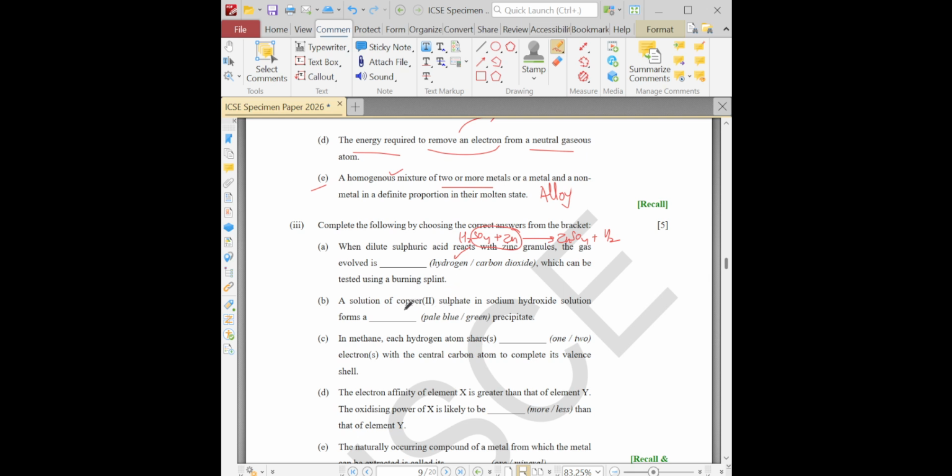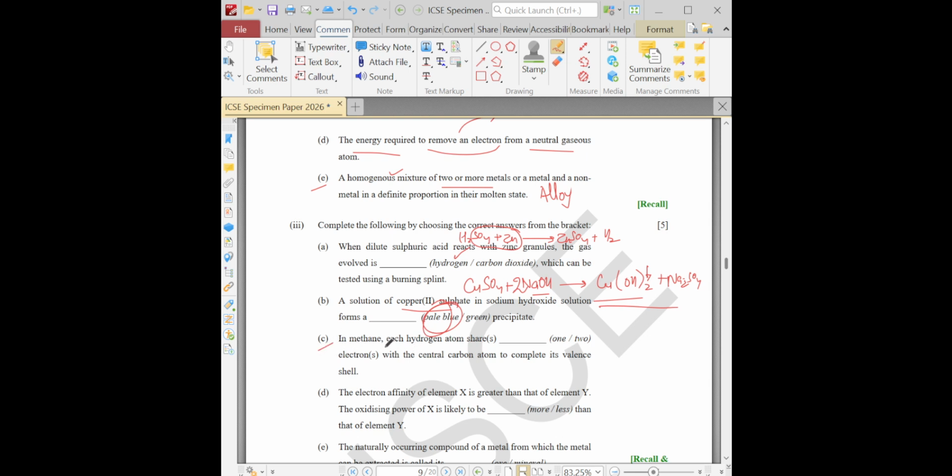Then a solution of copper 2 sulfate and sodium hydroxide solution. Copper sulfate will combine with sodium hydroxide. It is going to form copper hydroxide, which is blue in color, and sodium sulfate. We balance this. It is pale blue color. And what happens when you add excess of ammonium hydroxide, not sodium hydroxide? The reaction remains the same. But if you add excess of ammonium hydroxide, then this pale blue changes to deep inky blue solution. Now we come to C part.